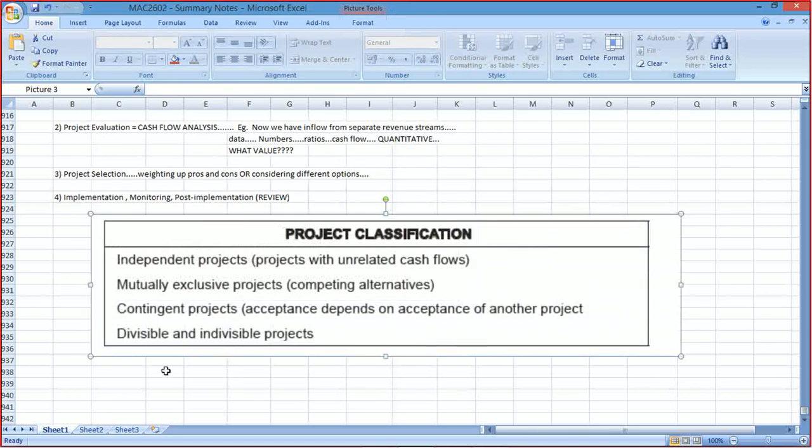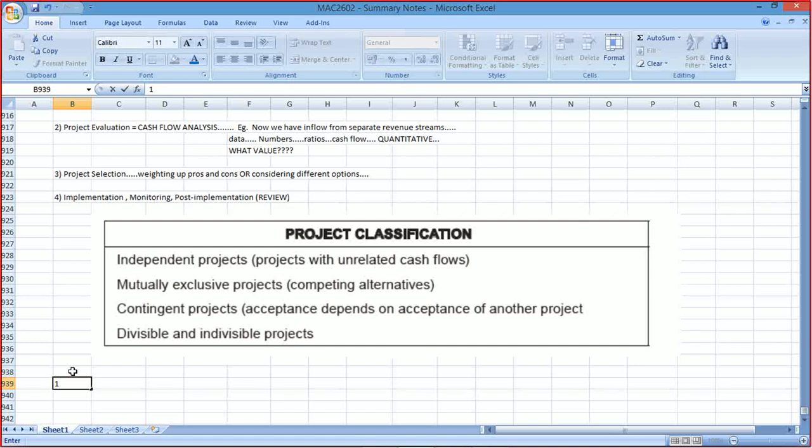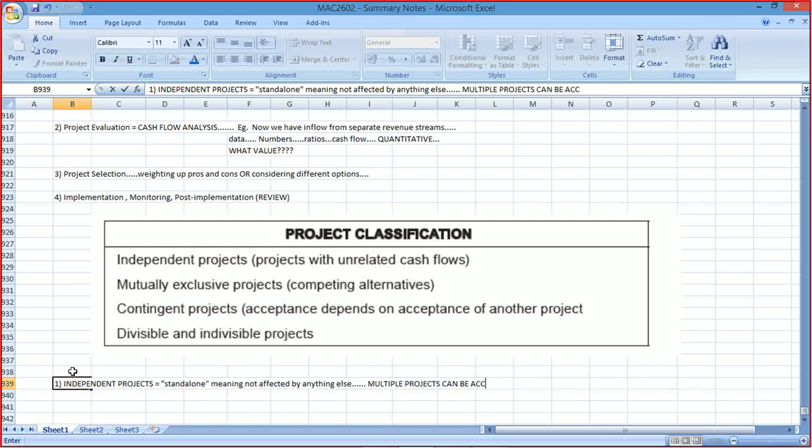Number 1, independent projects. I'm just going to summarize: they're standalone. Standalone meaning they're not affected by anything else. So can I choose multiple projects? Yes. Multiple projects can be accepted.